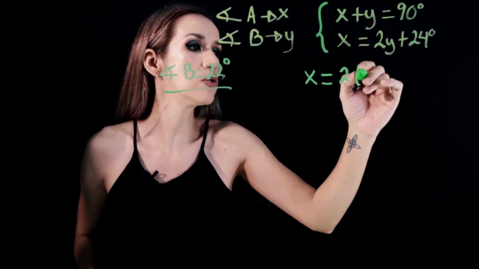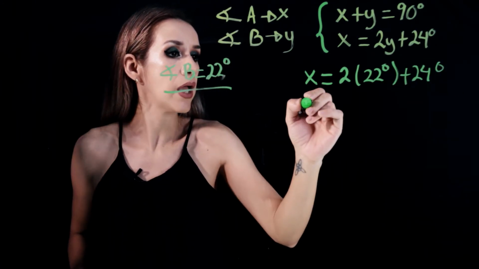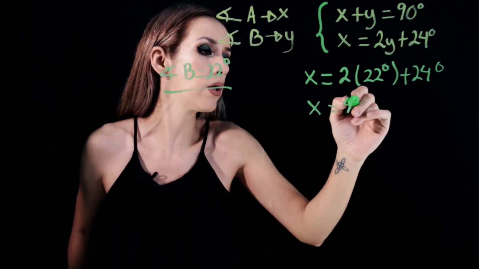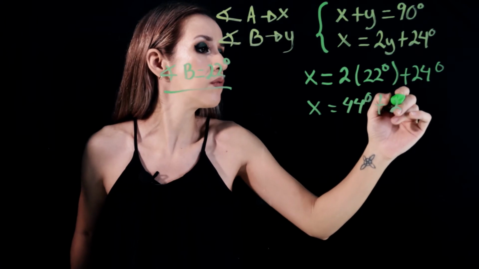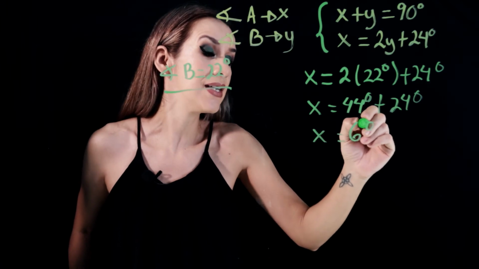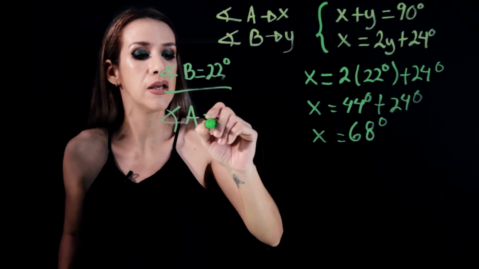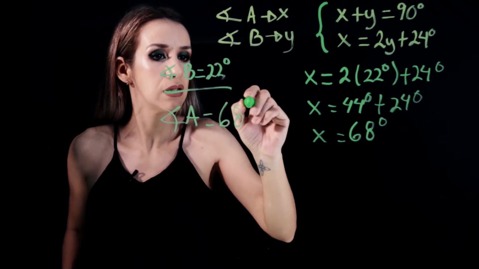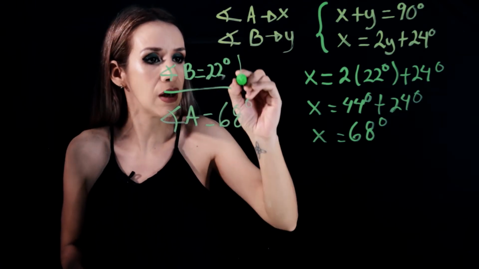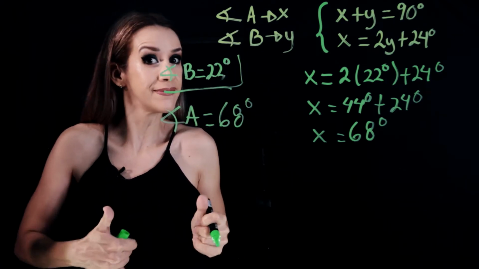The value of y is 22 degrees plus 24 degrees. X is equal to 2 times 22, well, that's 44 degrees plus 24 degrees, x is equal to 68 degrees. This means that the angle A is 68 degrees and 22 is smaller than 68, which means that, yeah, that was the actual answer for this exercise.